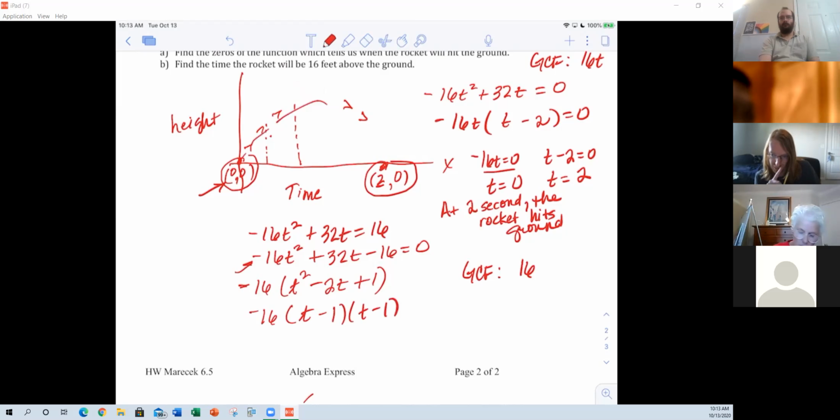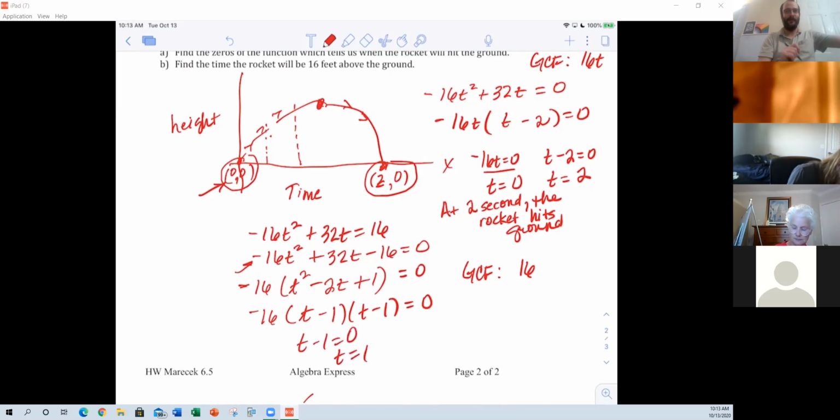All right, so what time will the height of the rocket be 16 feet? 1 second. It's either 1 second or 1 second.